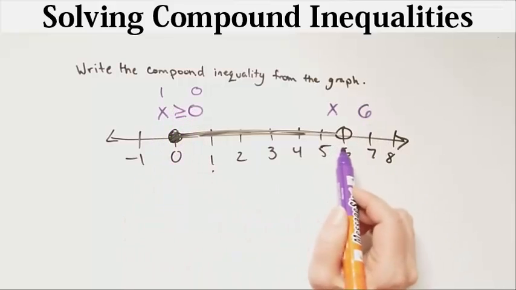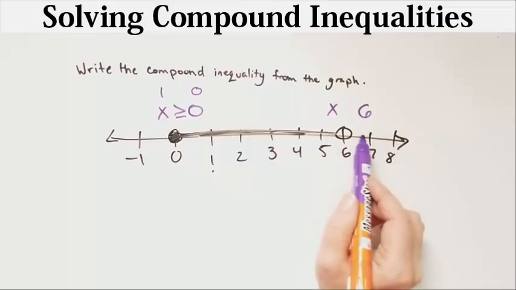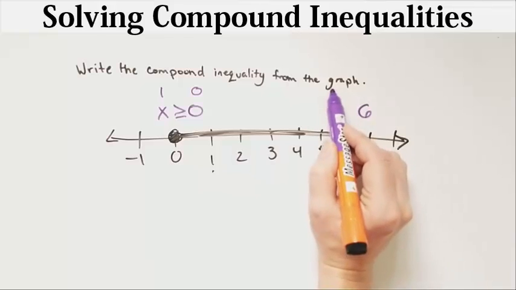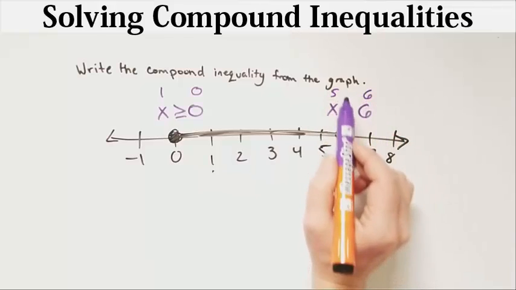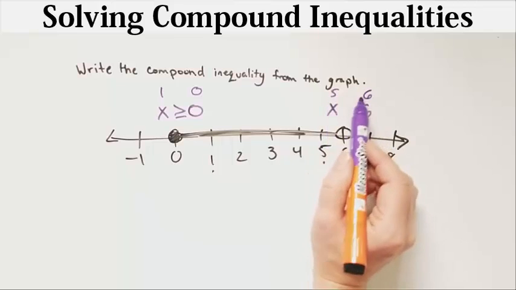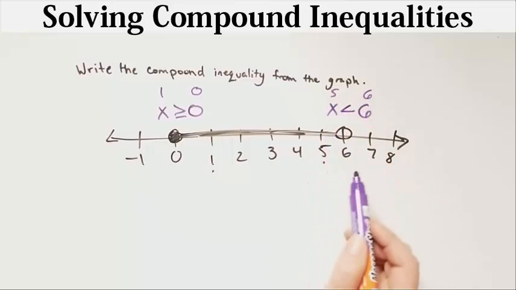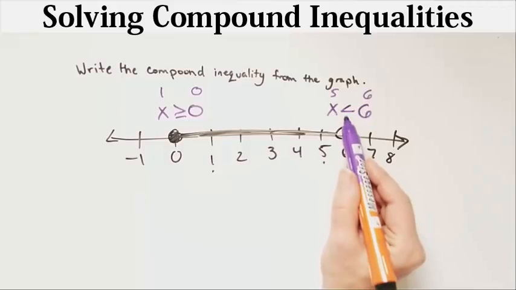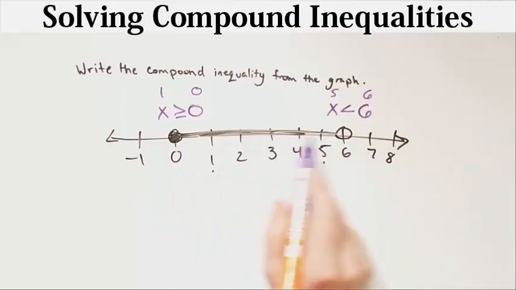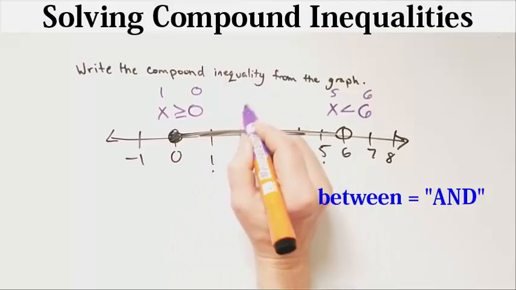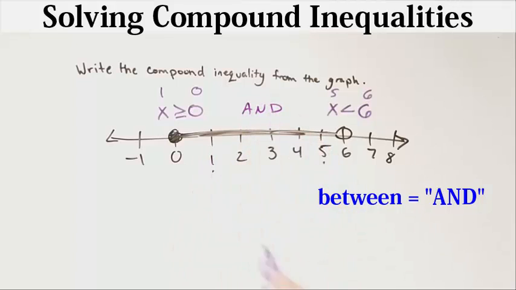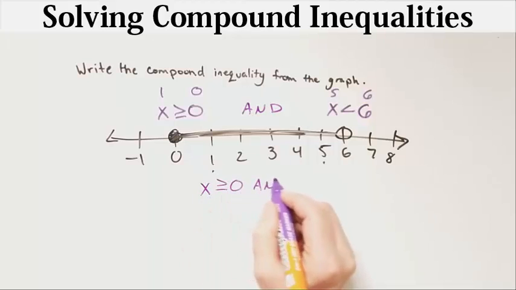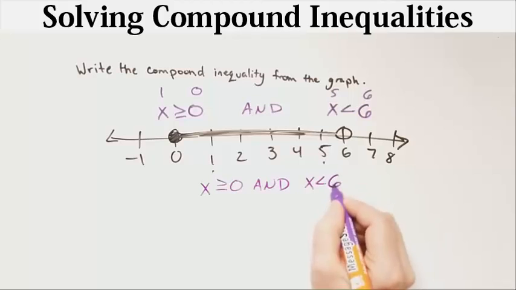Now everything compared to 6. Nothing was shaded over here. This is not an answer. 5 was shaded. So you're comparing 5 to the number 6. Is 5 bigger or 5 tinier? 5 is tinier, so you need the tinier than symbol, the less than symbol. This is not equal to, so it is not colored in, so no equal to. These are in between each other. In between graphings are and problems. So we have x is greater than or equal to 0, and x is less than 6.